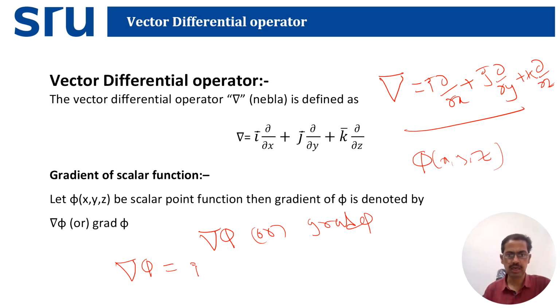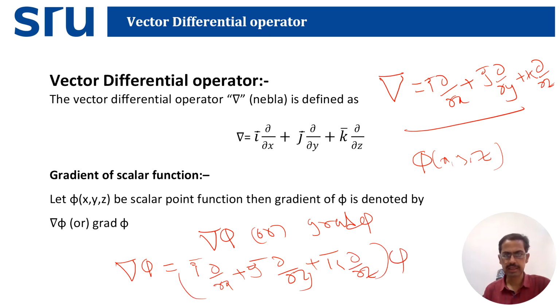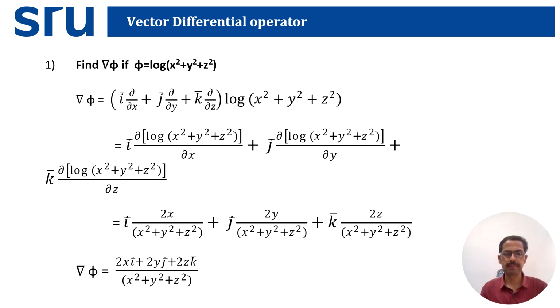So what is del? i bar ∂/∂x, j bar ∂/∂y, k bar ∂/∂z, acting on phi, right? So then we multiply, that is i bar ∂phi/∂x, j bar ∂phi/∂y, k bar ∂phi/∂z. So partially differentiate phi with respect to x, with respect to y, with respect to z. So this is grad phi or del phi, right?